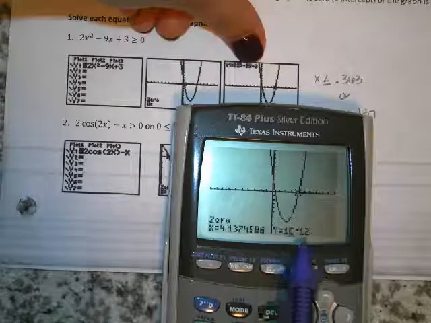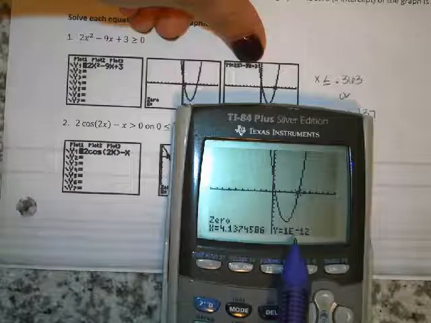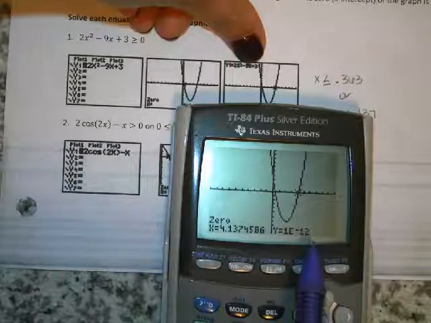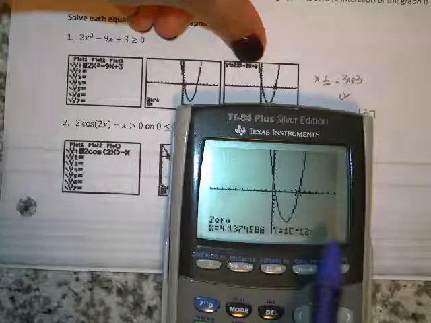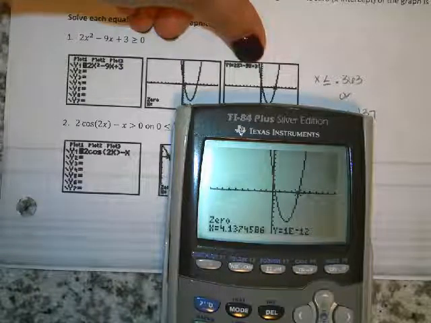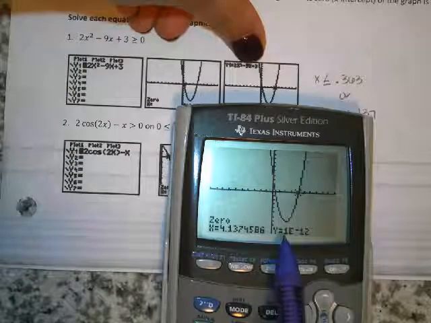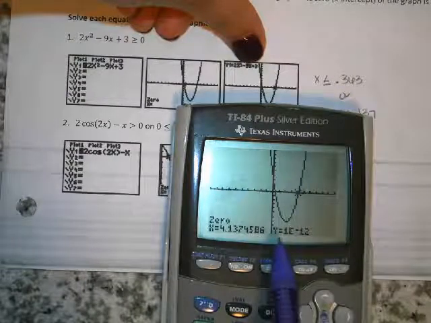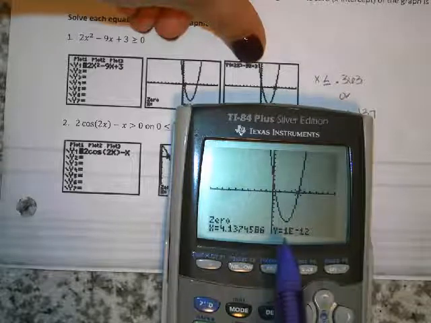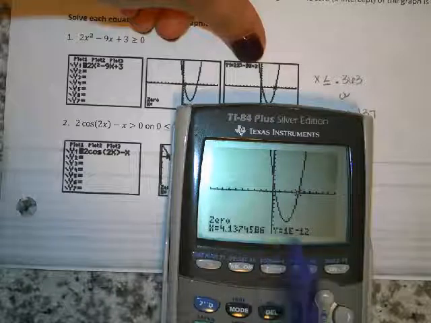It says 1e^-12. That is scientific notation. That's 1 × 10^-12. That means you would take 1 and move the decimal place 12 places to the left and fill in all zeros. So the y-coordinate is 0.00000000001. So that's your calculator trying to say zero and just kind of struggling.